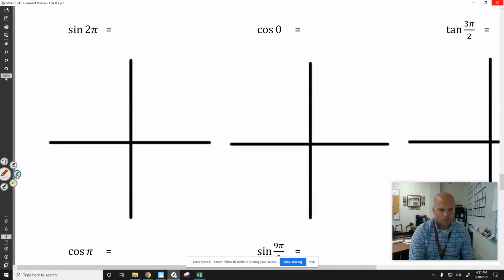2 pi. All the way around our circle. What happens? I don't go up at all. I do go to the right. Go to the right 1. Sine. Ups and downs. Y's.